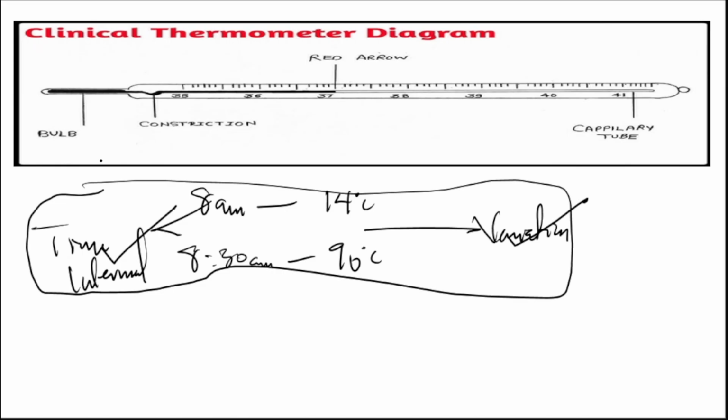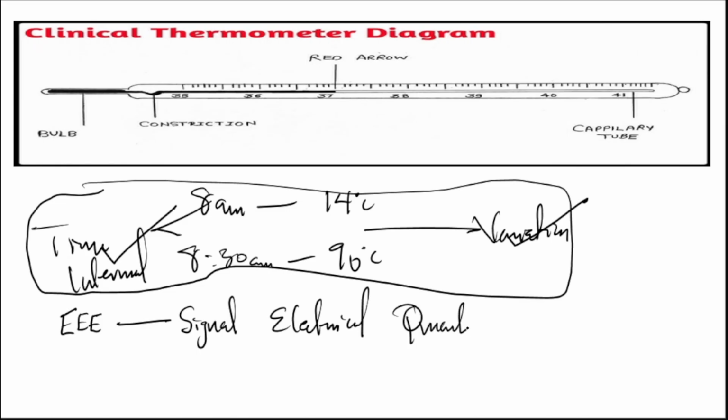But in electrical and electronics engineering, we consider a signal to be the variation of electrical quantities. Now what are these electrical quantities which we consider? They are basically current and voltage.